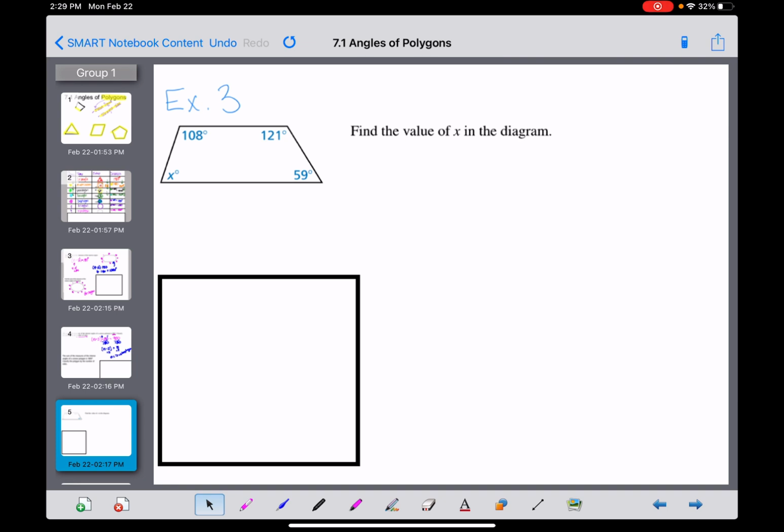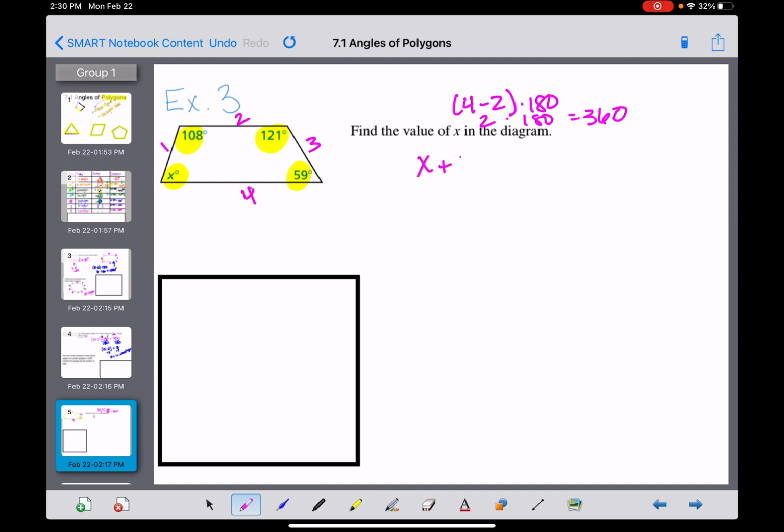We can apply this knowledge to solve problems. So I want to find the value of x. In order to do that, I need to know what all of these angles are going to add up to. So I have a 1, 2, 3, 4-sided figure, so I'm looking at a quadrilateral. So I can plug that into my formula, 4 minus 2 times 180. So I'm looking at 2 times 180, which is 360 degrees. So now I know the sum of the 4 angles is going to add up to 360.